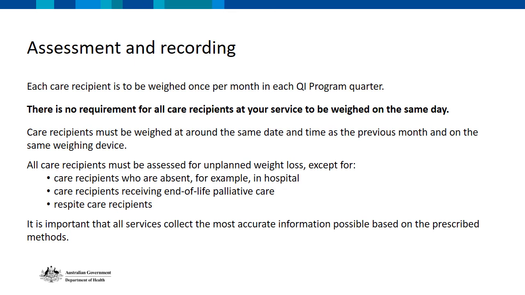Remember, you don't need to weigh all care recipients on a single day in the month. You can weigh a number of people each day, providing this is on or around the same time and day each month on a calibrated weighing device. For example, if the service has 20 care recipients, you may wish to weigh 10 care recipients in the first week of each month and the remaining 10 care recipients in the second week of each month.